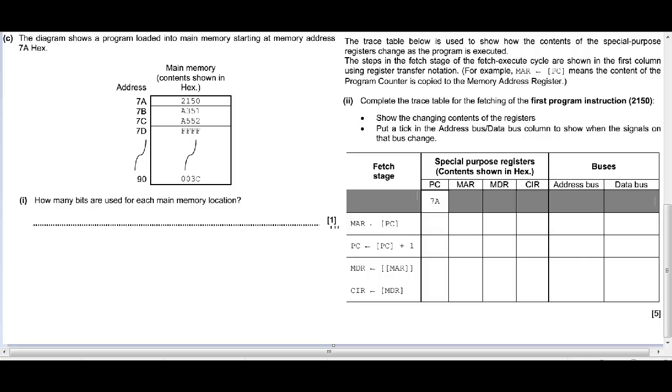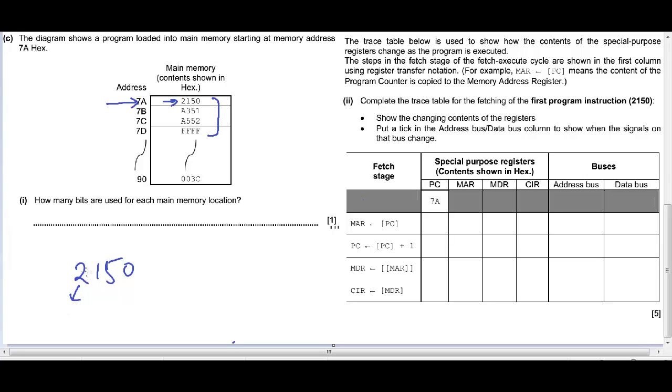So this diagram shows a program loaded into main memory starting at memory location 7A. So this here is basically a program, right? These must be instructions, and we can see that each instruction is made up of 4 hexadecimal digits, and we know that one hexadecimal digit, when converted into binary, is written down as 4 bits.